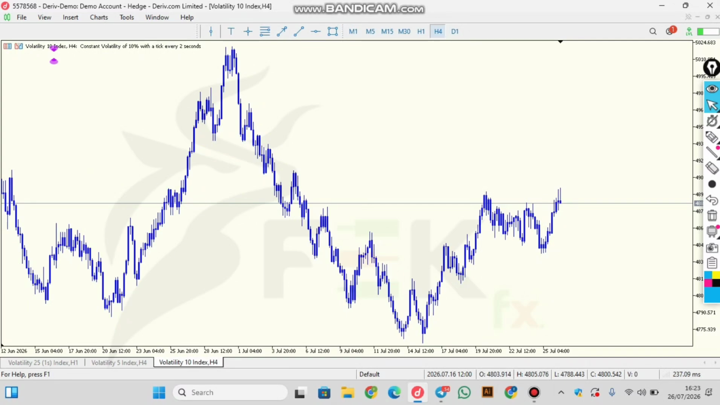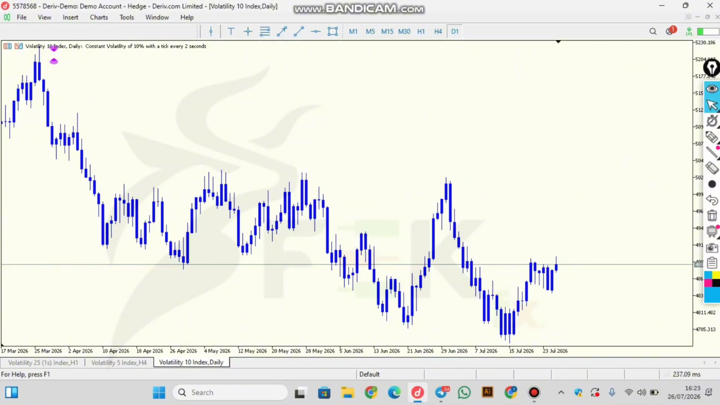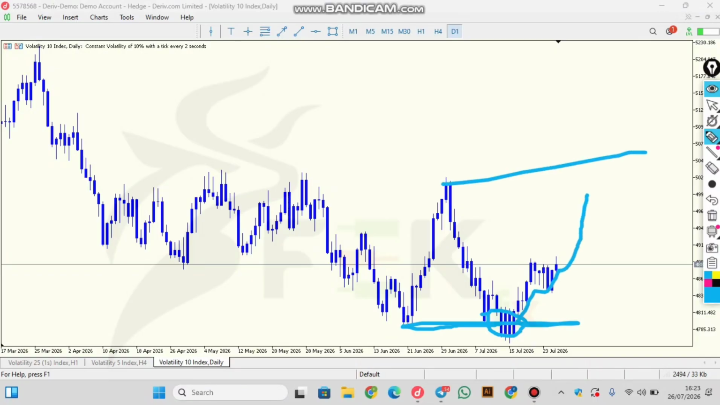Remember that the market was coming down, went to this particular level, and did what? The market could not go further. So this place looks like a double bottom for this market. Are you getting it? Anytime you see a double bottom, the market is most likely to go to what? At least to the neckline. So I'll be anticipating a buy for this market.